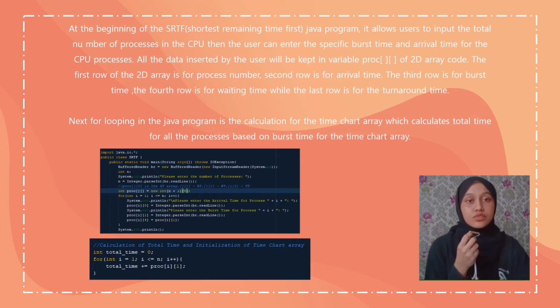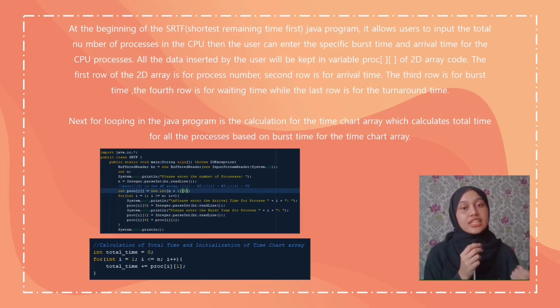The first row of the 2D array is for the process number, and then the second row is for arrival time, and then the third row is for burst time. And then the fourth row is for waiting time, while the last row is for turnaround time.